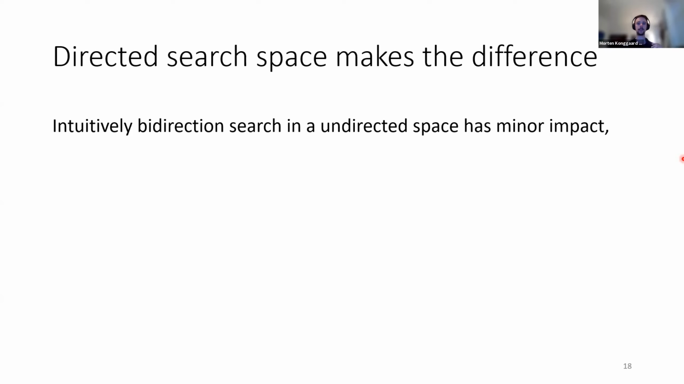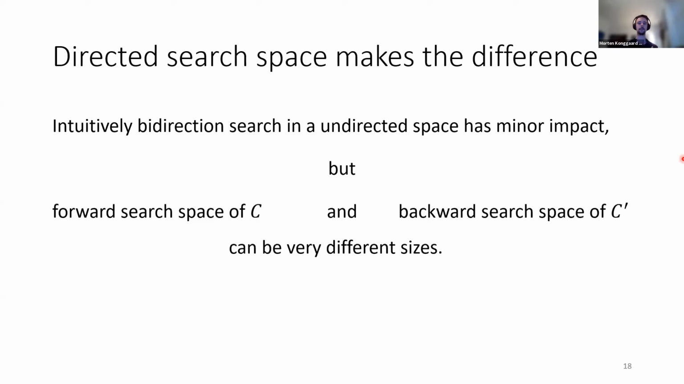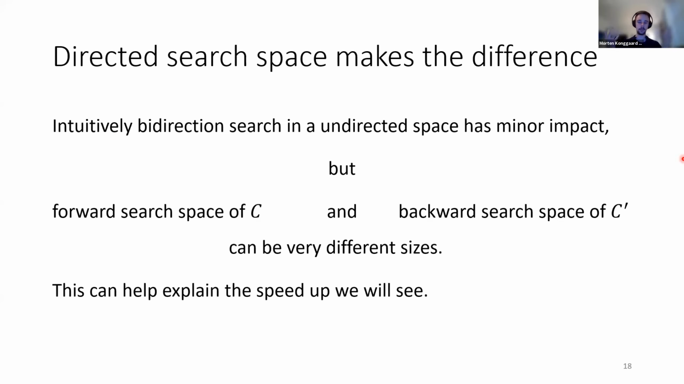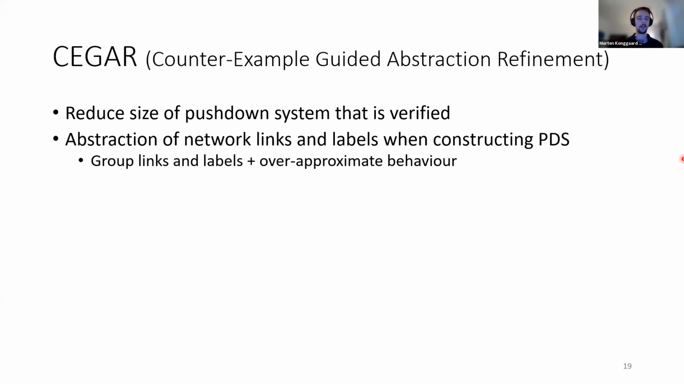Intuitively, for me at least, when I think about bidirectional search, it is in an undirected graph, and that doesn't seem like it's going to be that big of an improvement. But the difference here is that for pushdown, the search space is directed. So there can be a huge difference between the size of the forward search space of C and the backward search space of C prime. And I think that's the intuition for why this can help a lot.